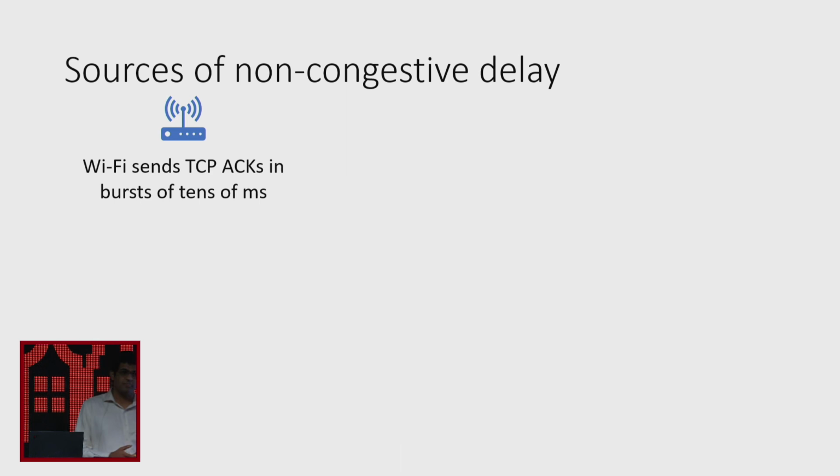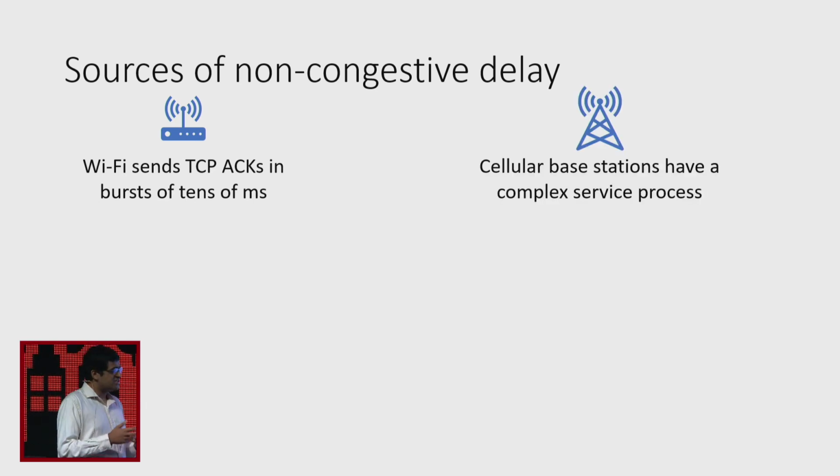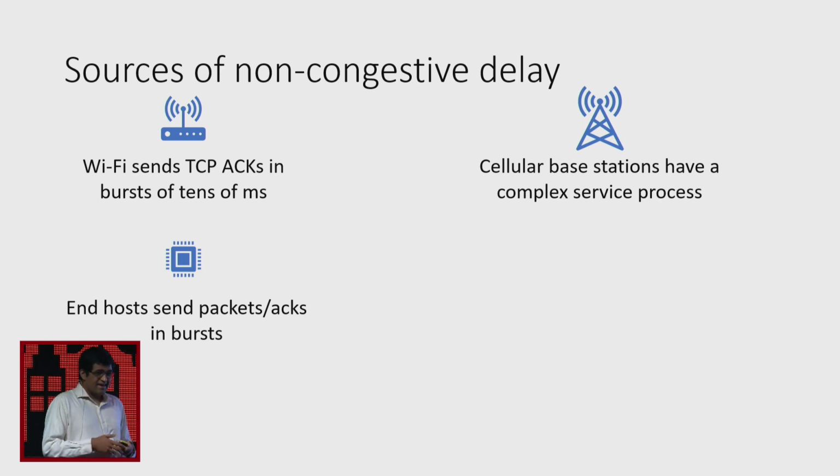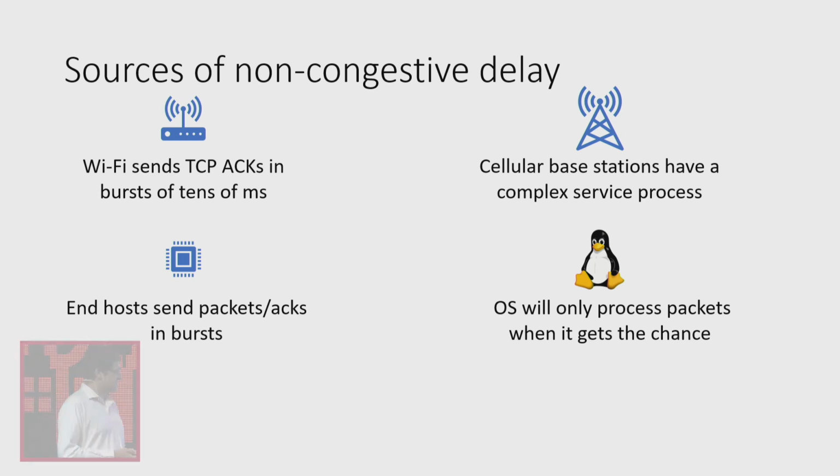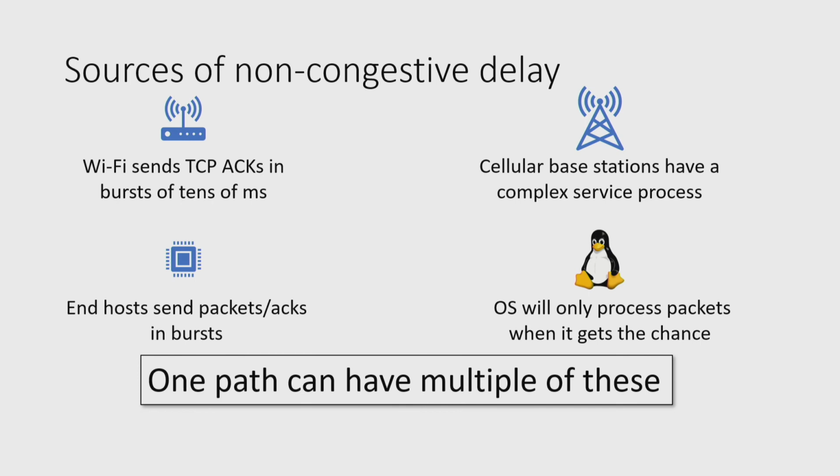So what are some sources of non-congestive delay variation? Well, first we have Wi-Fi, which sends TCP acknowledgements in bursts of 10 milliseconds or more. And this is due to the frame aggregation feature, which improves efficiency. Cellular base stations have a complex service process in order to account for the variations in the link rate. NICs find that it is more CPU efficient to send both data packets and acknowledgements in bursts. And finally, operating systems have various scheduling quirks, because of which they add some amount of non-congestive delay variation. And to make all of this worse, one path can have multiple of these effects.